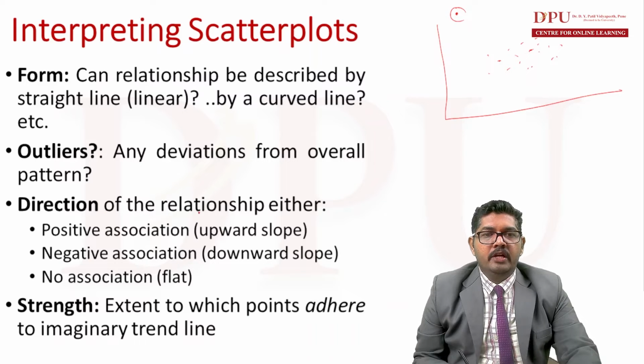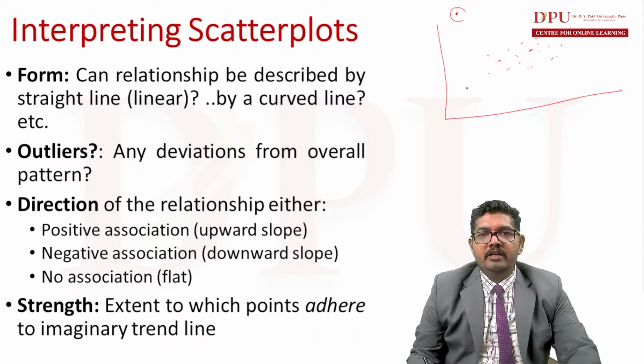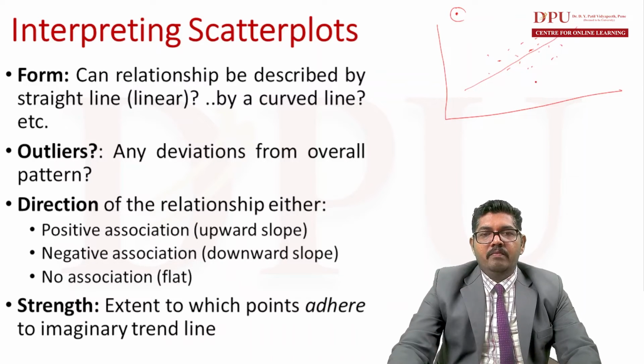Direction of the relationship. There can be positive association, negative association, or no association. Strength: the extent to which points adhere to an imaginary trend line. So we can draw an imaginary trend line like a line of best fit, and we can judge how the points adhere to this line. And strength means how steep the line is, whether the correlation is strong or weak. So that can be understood from the scatter diagram.